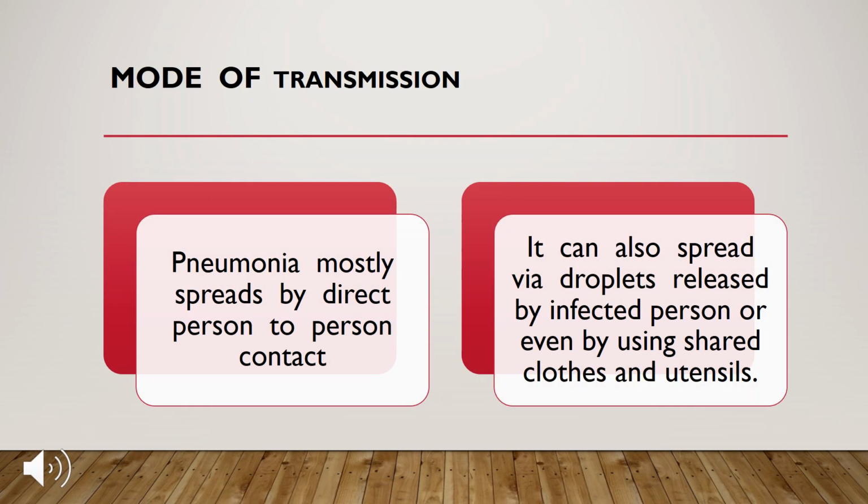Mode of transmission of pneumonia. Pneumonia mostly spreads by direct person to person contact. So here what we have to maintain is distancing. If someone is suffering from pneumonia, you have to maintain a certain distance from that person, because it can also spread via droplets which are released by the infected person, or even by using shared clothes or utensils. So distancing is very important.